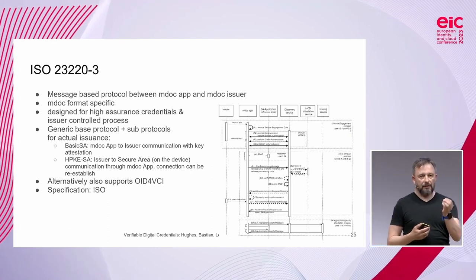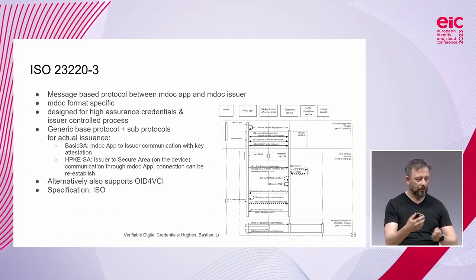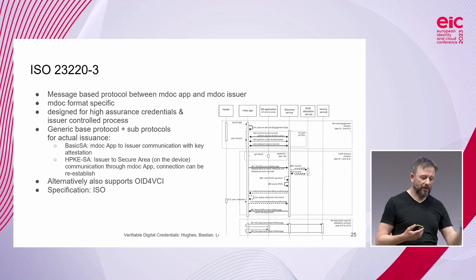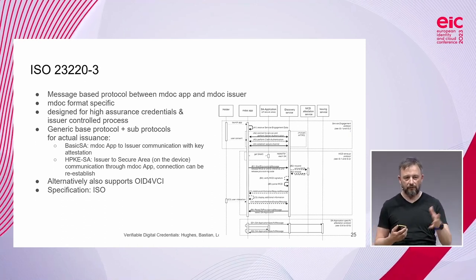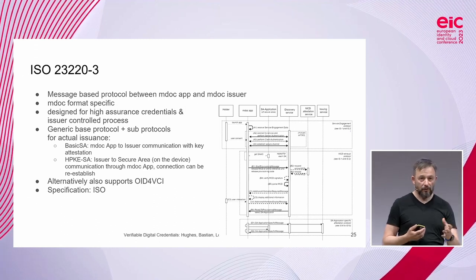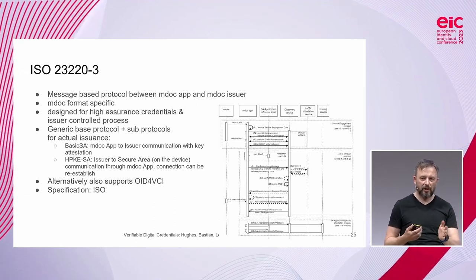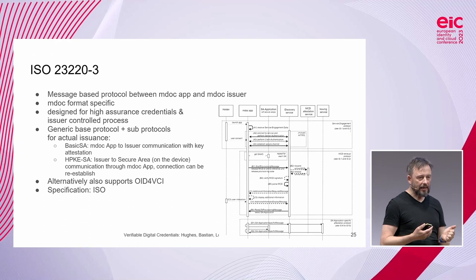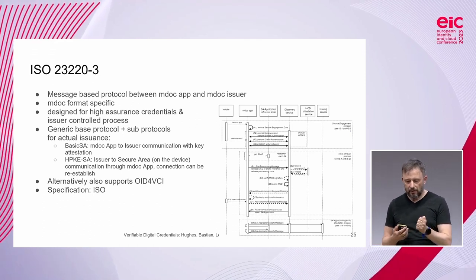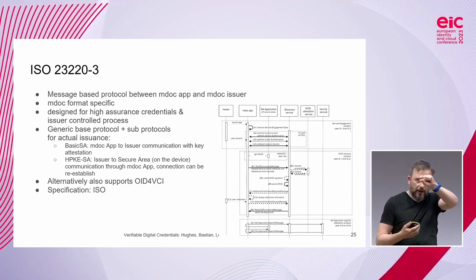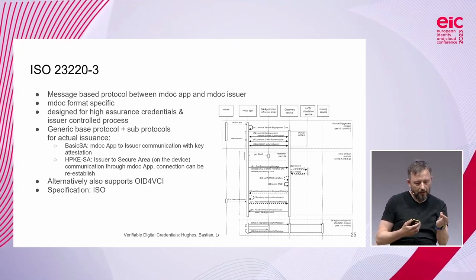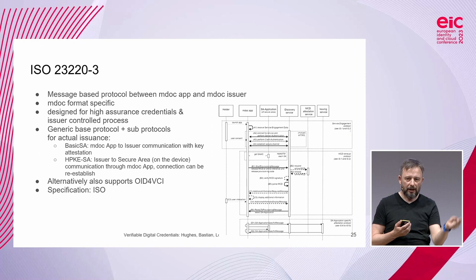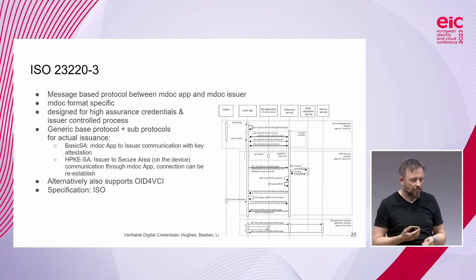The protocol itself is extensible. So there's a base protocol to set up the connection, and then there are embedded in that protocol multiple sub-protocols, right? With previous versions, there were six different issuance protocols. They somehow trimmed that down to 2 of them. One is basic SA, which in my perception is pretty much or very similar to the way OpenID for VCI works. And the HP Key SA protocol is designed to allow the issuer to communicate with the so-called secure area on the device of the user through the MDoc app. So it's basically sending messages back and forth between those entities, but mediated by the MDoc app.